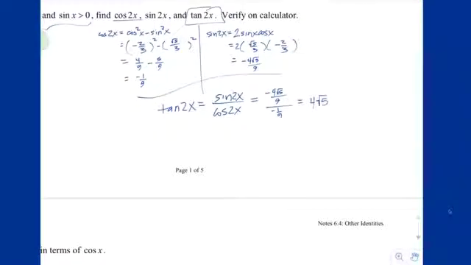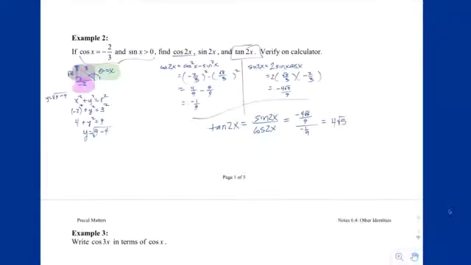Okay, cool. Any questions on example 2? Any more questions on example 2?